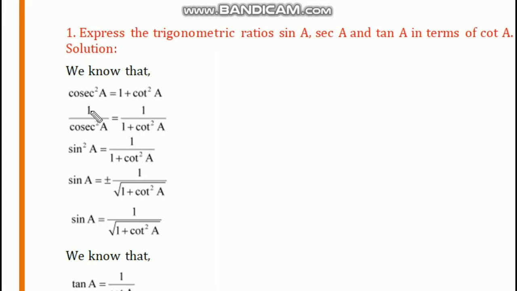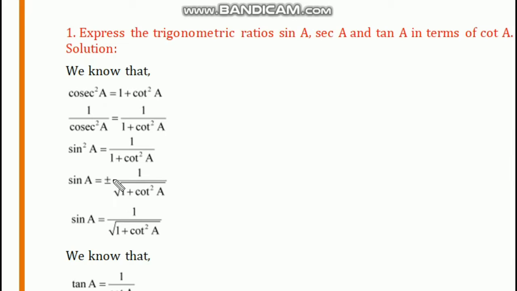So 1 by cosecant square A, we know that is sine square A. For that purpose only we took cosecant square A, so cosecant is the inverse of sine. So sine square A equals 1 by 1 plus cot square A. Actually here we need to find the ratio of sine A. So sine A equals, if you transpose the square to the right hand side, plus or minus square root of 1 divided by 1 plus cot square A. So directly we can take 1 by square root of 1 plus cot square A.